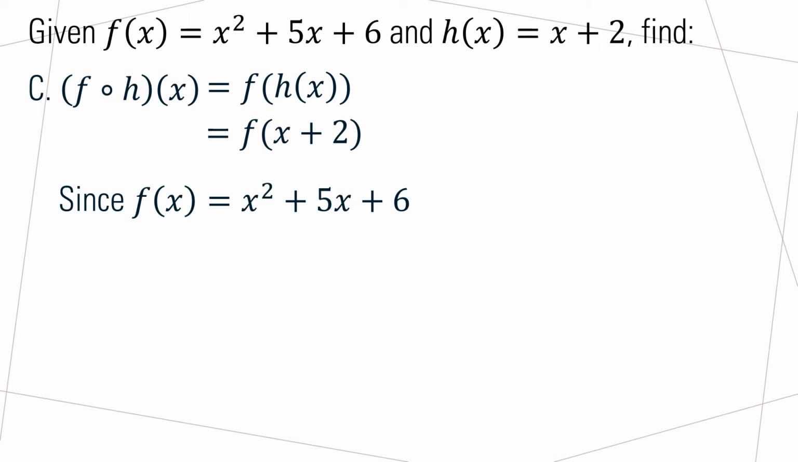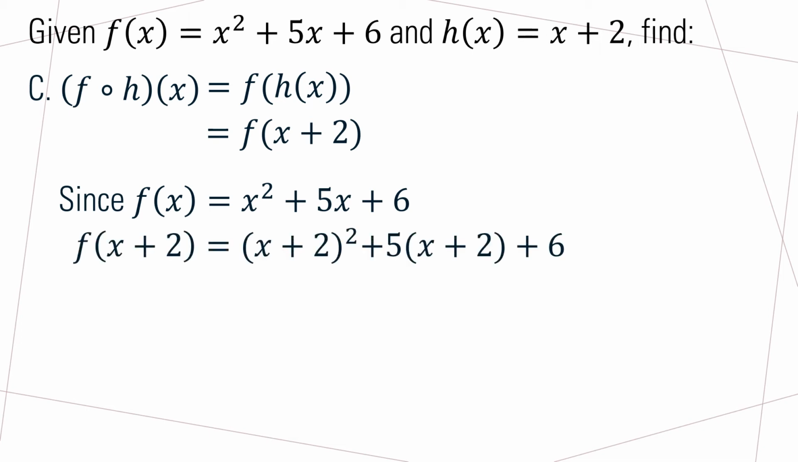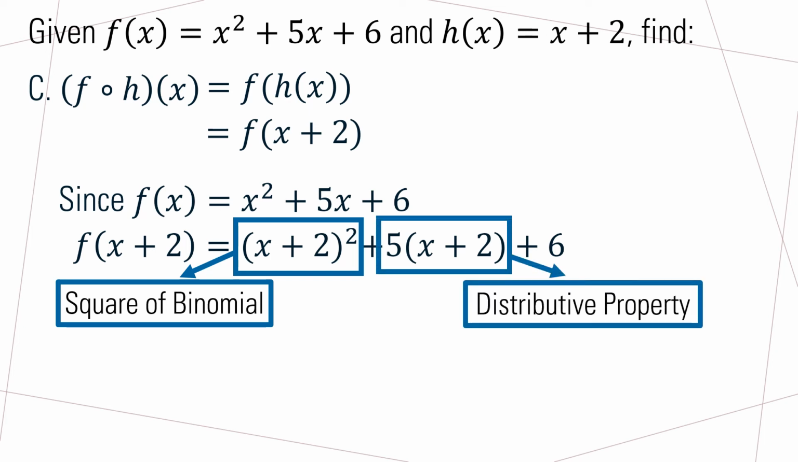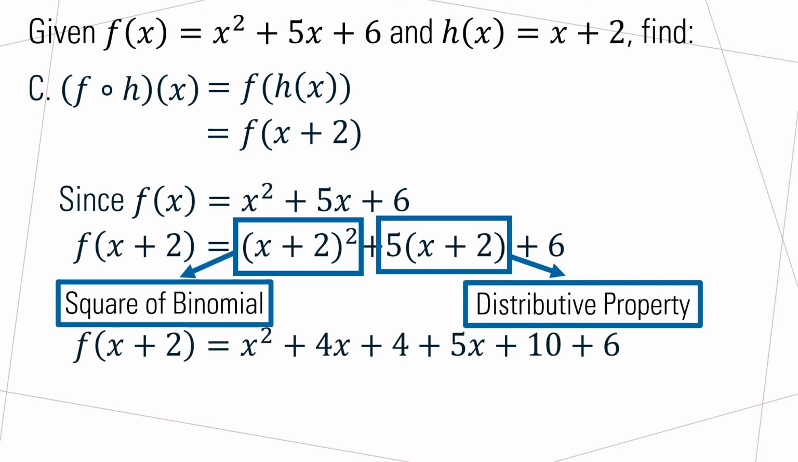plus 2 to our x, we will have f of x plus 2 is equal to x plus 2 squared plus 5 times x plus 2 plus 6. To simplify this, for the first term, we are going to apply squaring of binomial. And then for our second term, we are going to apply distributive property. And simplifying it, we will have f of x plus 2 is equal to x squared plus 4x plus 4 plus 5x plus 10 plus 6.